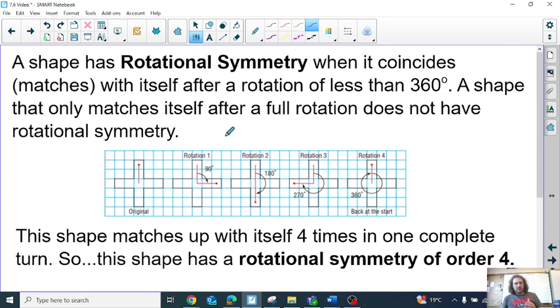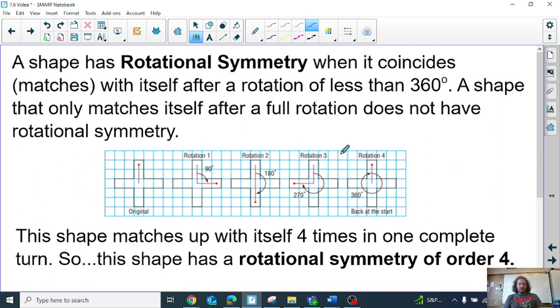So a shape will have rotational symmetry when it coincides or matches with itself in a rotation that is less than 360 degrees. Again, 360 degrees being one full rotation. A shape that only matches itself after that one full rotation doesn't have rotational symmetry, because it never looks the same until it gets back to where it started. But a shape that does match itself at least 2 times in that rotation does have rotational symmetry.